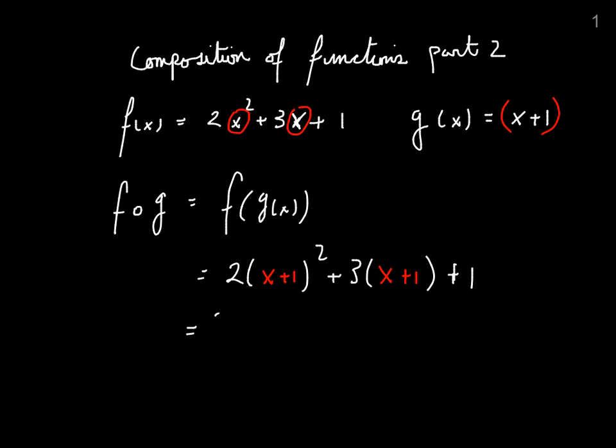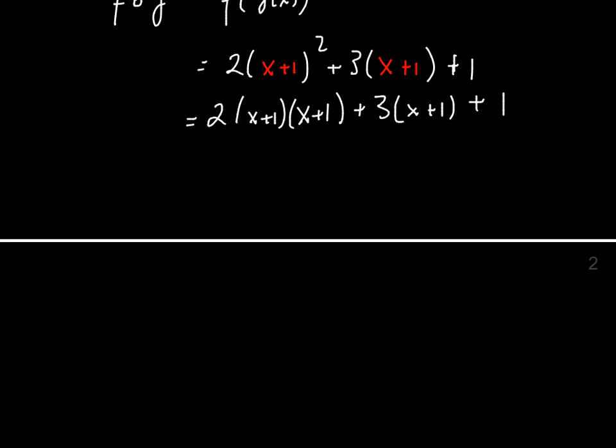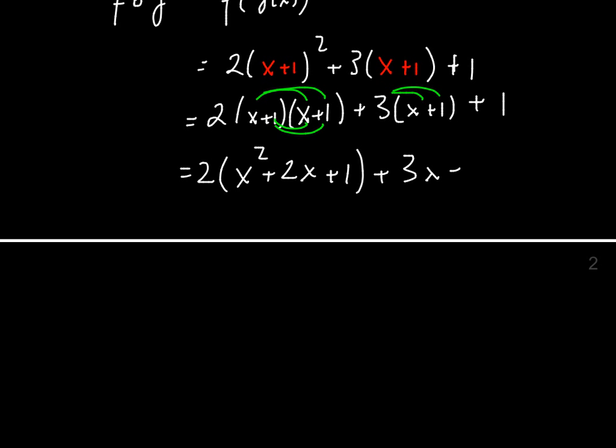So what I have is really just 2 times x plus 1 times x plus 1 plus 3 times x plus 1 plus 1. Foiling over here, like this, I get 2 times x squared plus 2x plus 1 plus, and then distributing the 3 over here, 3x plus 3 plus 1.